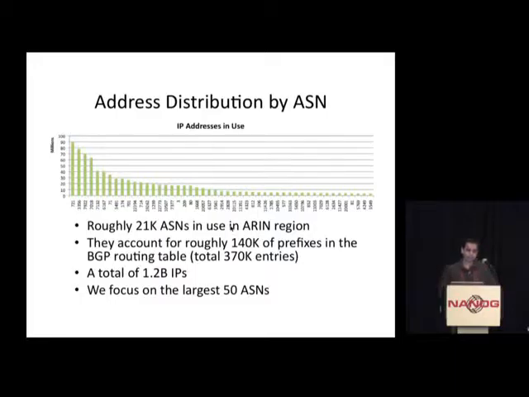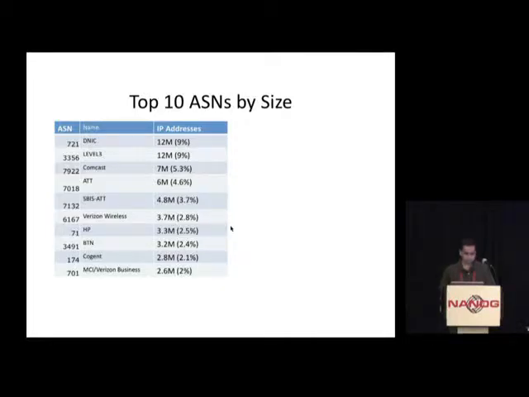Now we switch over and take a deeper dive, which is to look at address distribution by ASN. There are roughly 21,000 ASNs in the ARIN region. They account for about 140,000 prefixes in the BGP routing table. We focus on the largest 50 and then look at address block distributions across them.